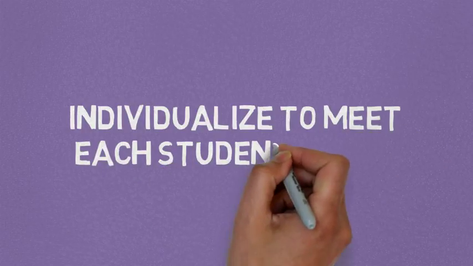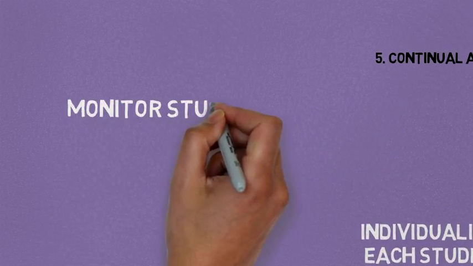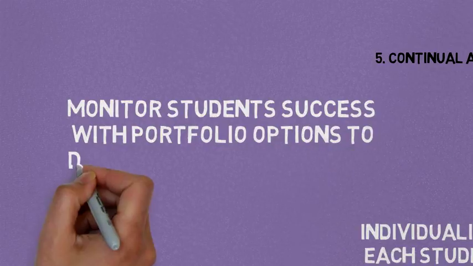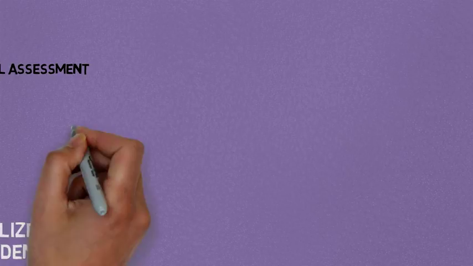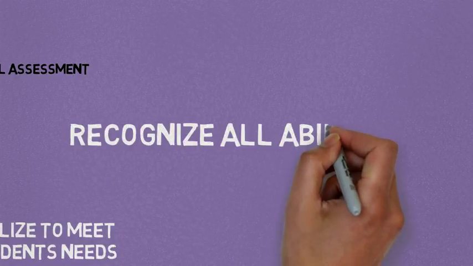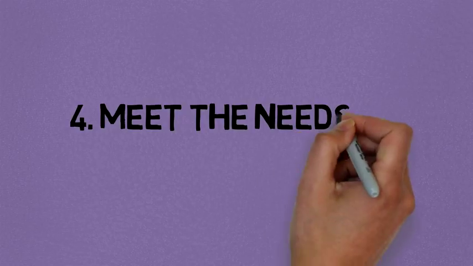Now, continual assessment, making sure that you individualize to meet each student's needs. This is important in assuring that all students are getting the necessary tools needed. And monitor your students' success with portfolios to allow that individualized learning process to occur. And lastly, recognize all abilities. Make sure that you're celebrating all the differences in your class.